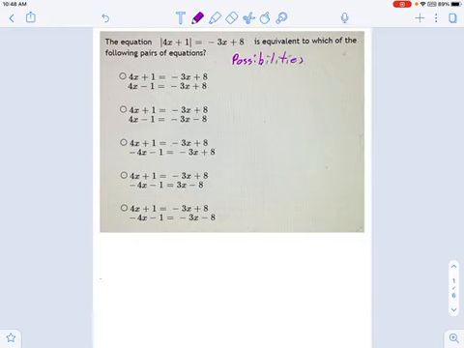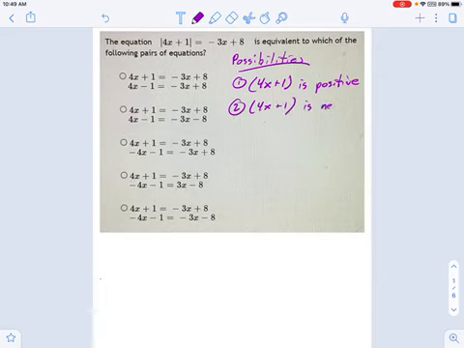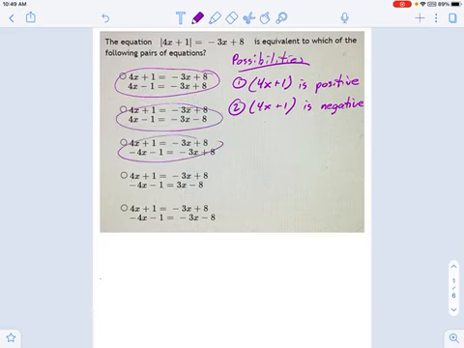I have one scenario where 4x plus 1 is positive. Okay, that might be the case. Or I have this other scenario where 4x plus 1 is negative. We don't know which one it is. So there's going to be two solutions to this, and that's why this absolute value equation up top is equivalent to a pair of equations, because it takes two equations to describe these two possibilities.